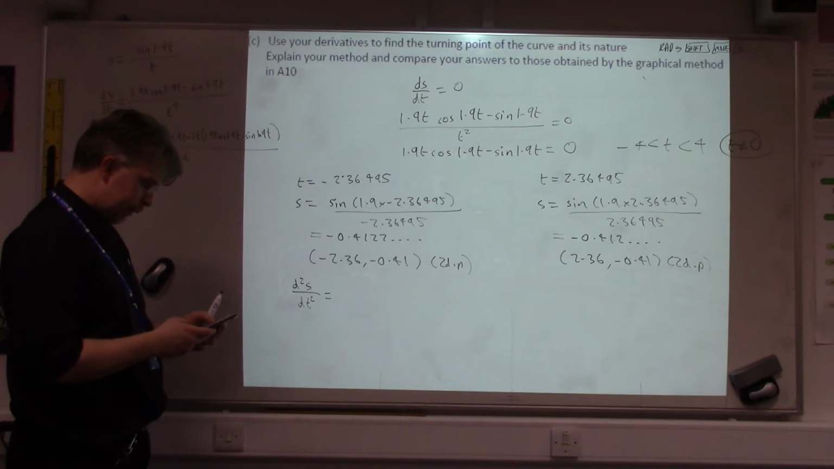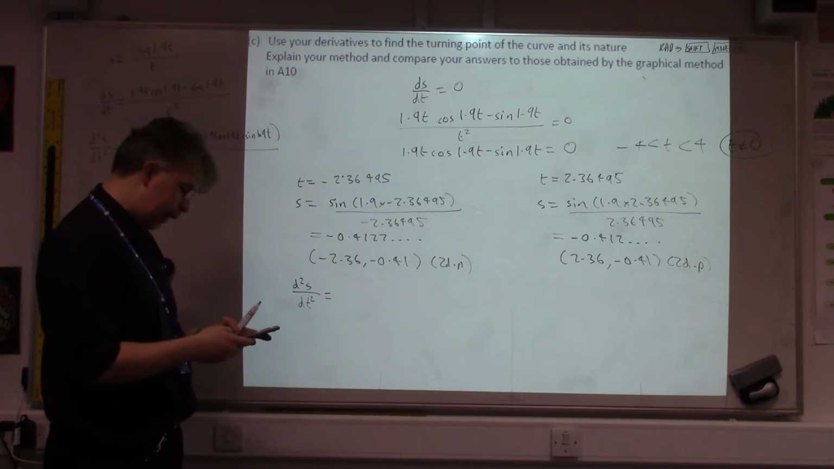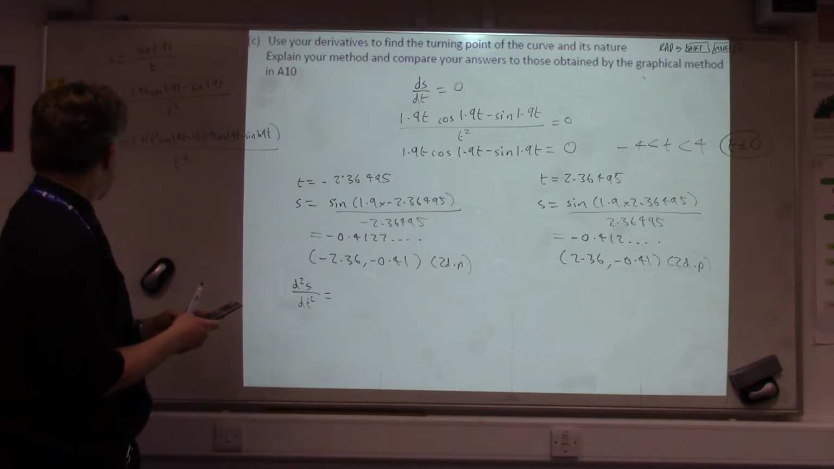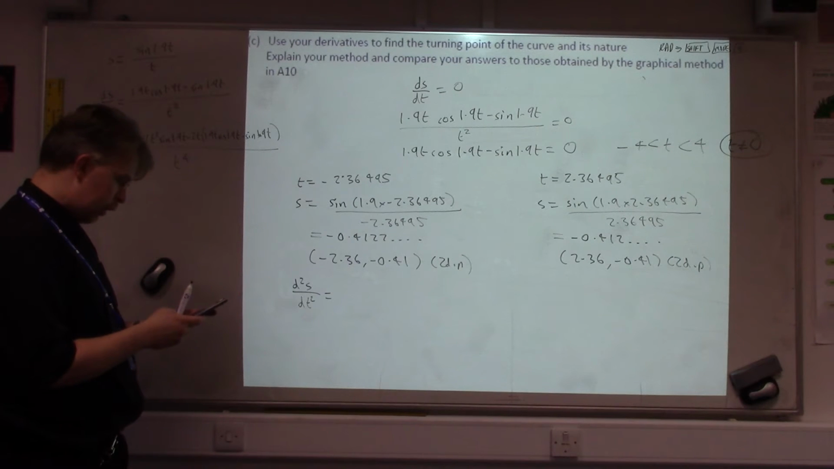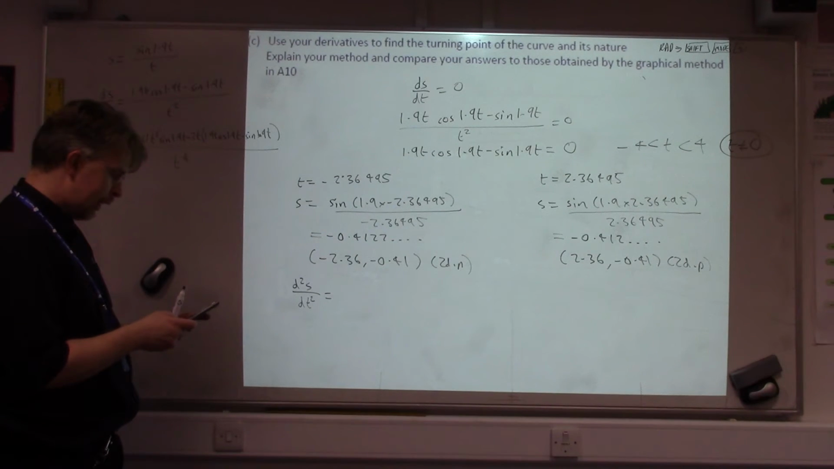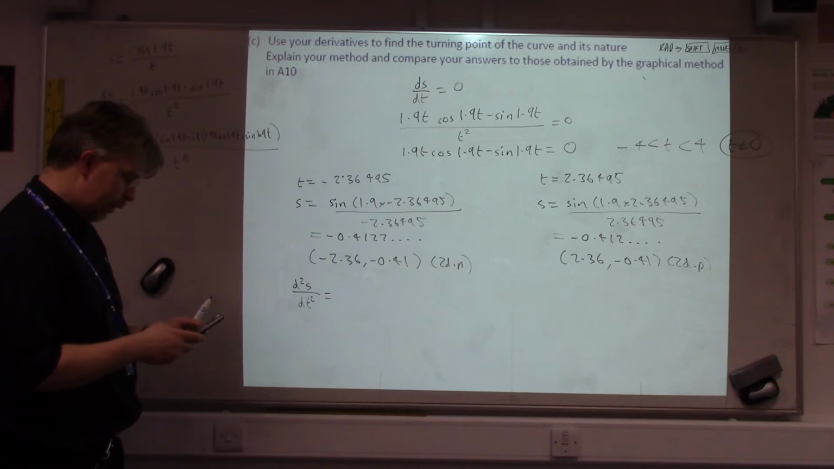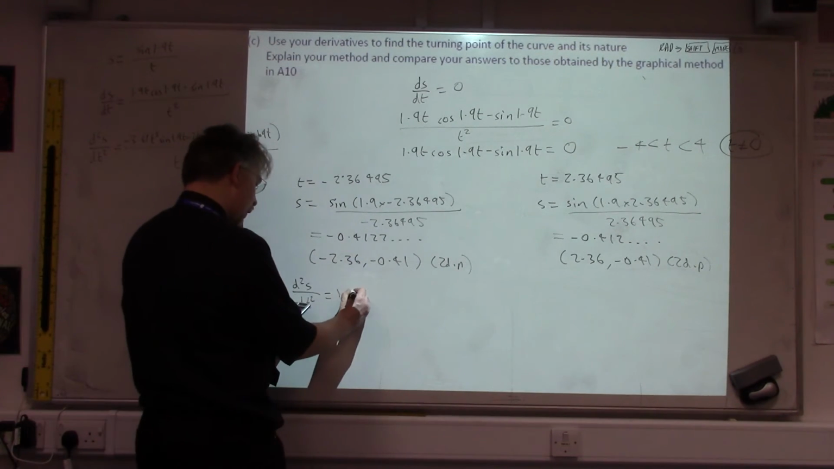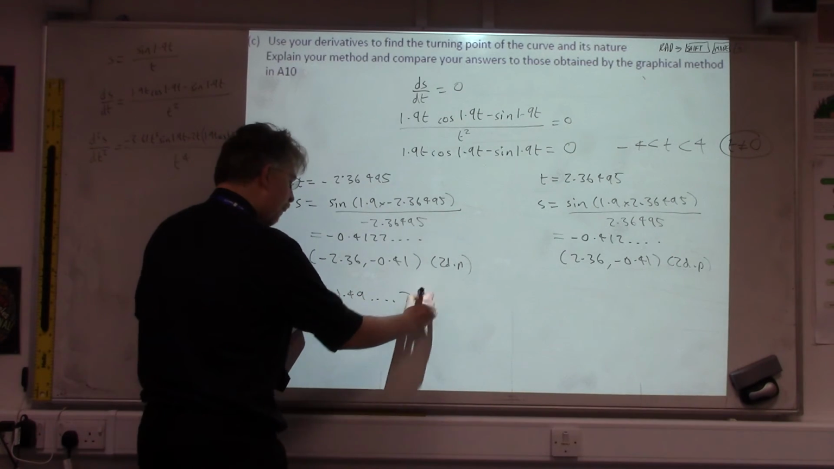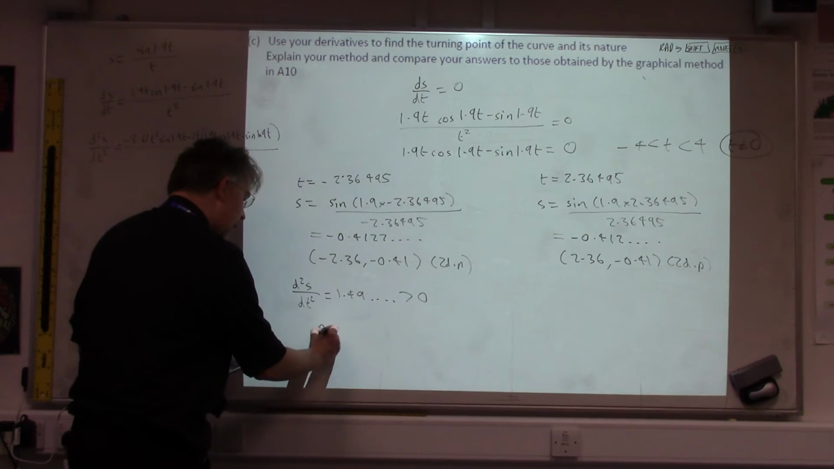Equals, there we are, 46, and then I'm going to have to divide by t squared, so minus 2.36495 to the power 4 equals, and I get 1.49, which is a positive value, so the point is a minimum.